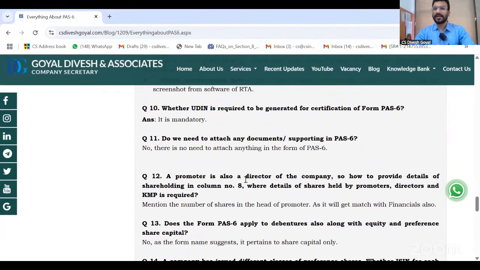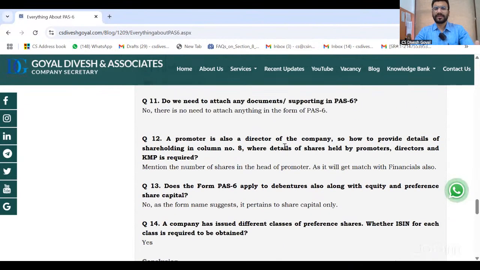Whether UDIN is required to be generated for certification of PS6? If PS6 is getting certified by a chartered accountant, then definitely UDIN is mandatory as per ICAI. But if PS6 is getting certified by a company secretary, the UDIN is not mandatory. But I am advising everyone, if you are certifying PS6, please generate the UDIN. Do we need to attach any document with the PS6? No, there is no mandatory attachment with the PS6, but it is advisable to attach the BENPOS with the PS6.